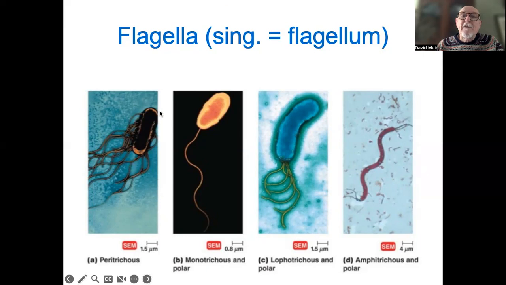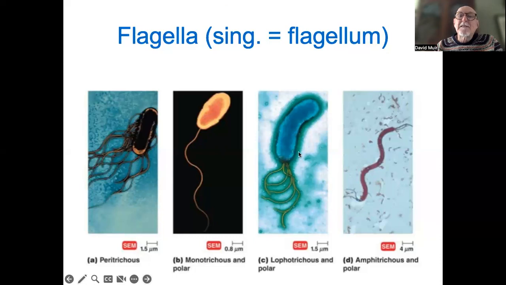Here is a very common situation, a bacterial cell with flagella emerging from all different parts of the cell. This we refer to as peritrichous. A good example would be E. coli. It has peritrichous flagellation. Some, Vibrio, for example, are monotrichous. They have a single flagellum at one end. This, we'd say, is polar. So this is polar and monotrichous.